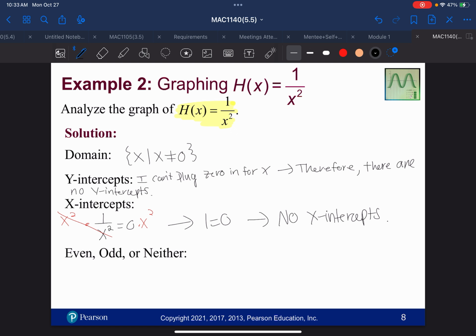And then let's determine whether it's even, odd, or neither. So I will plug in negative x into my function, and this will give me 1 over negative x all squared, which is the same thing as 1 over x squared. So therefore, since we plugged in negative x and got back the original, this function is even, so it is symmetric about the y-axis.